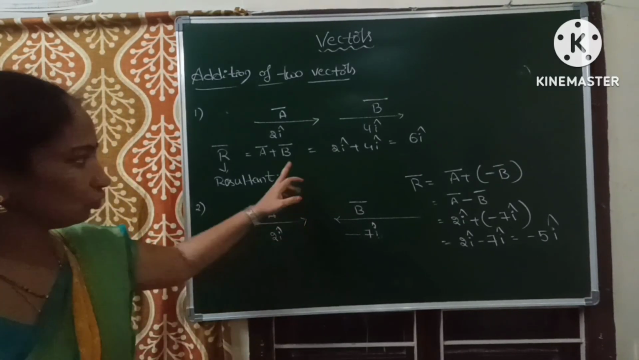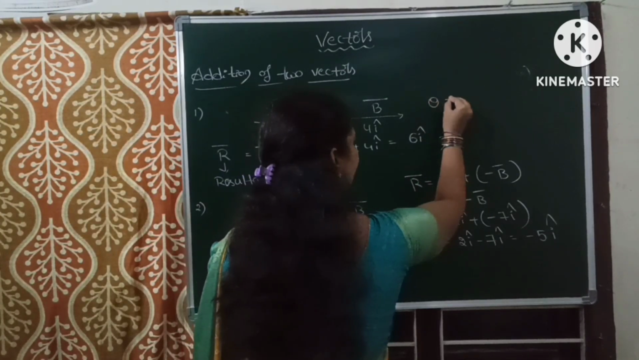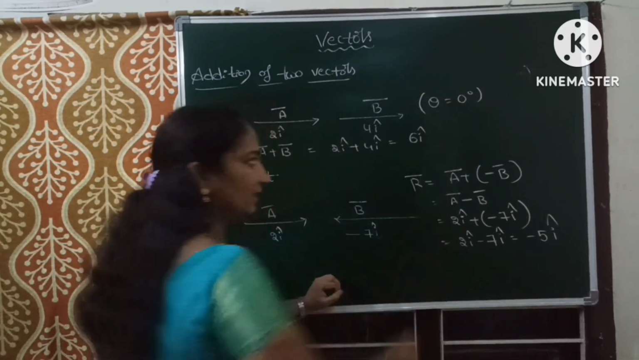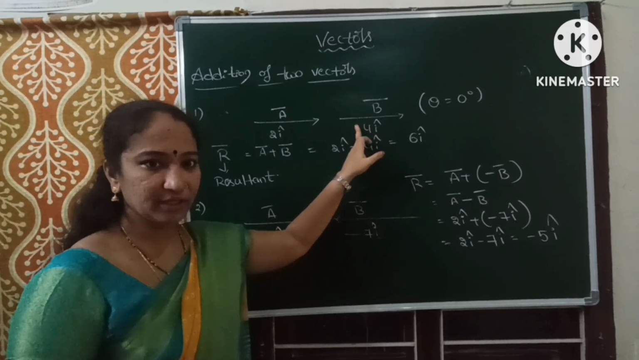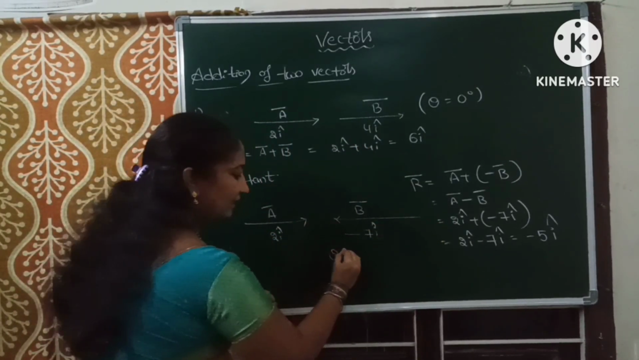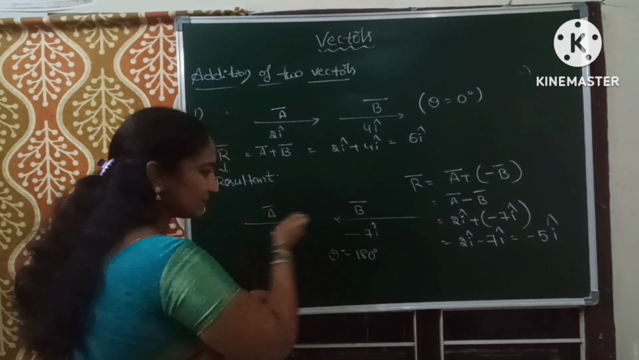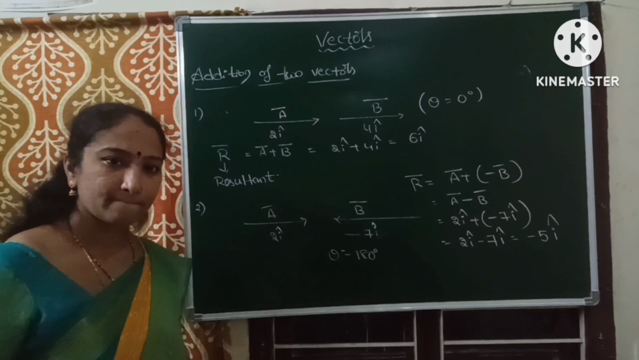Clear? So these two are addition of two vectors when those two are in the same direction, means theta is 0 degrees. Two are in the same direction, parallel, 0 degrees, and when two vectors are in opposite direction, that is theta equal to 180 degrees. It is like a straight line right now. So that is 180 degrees.